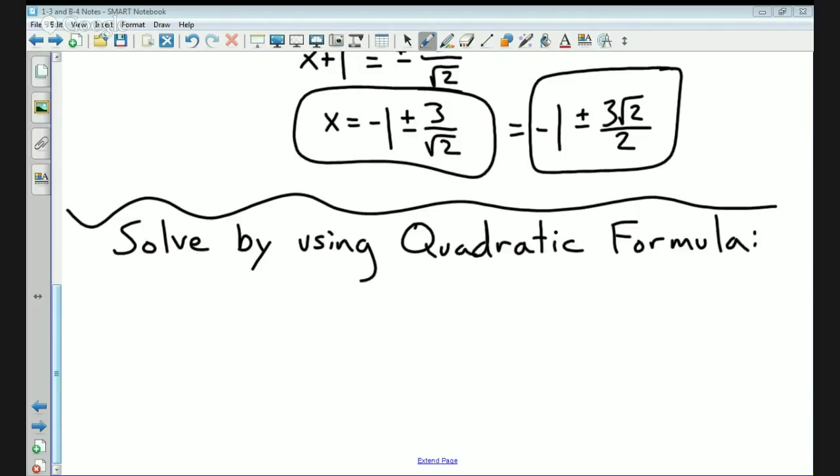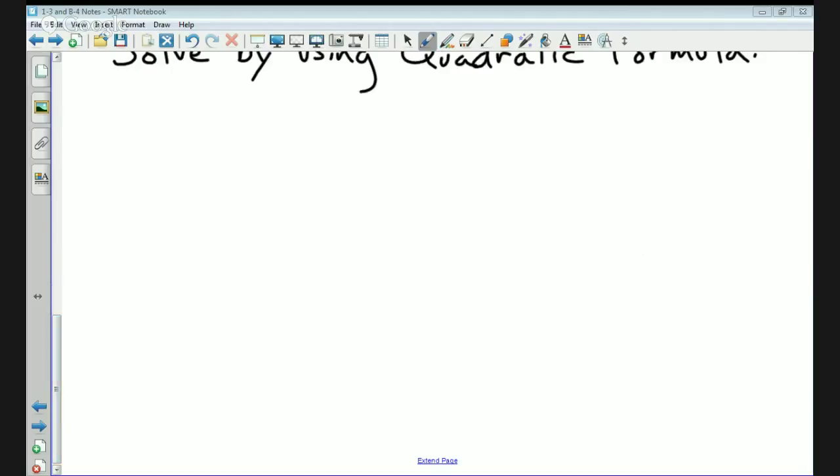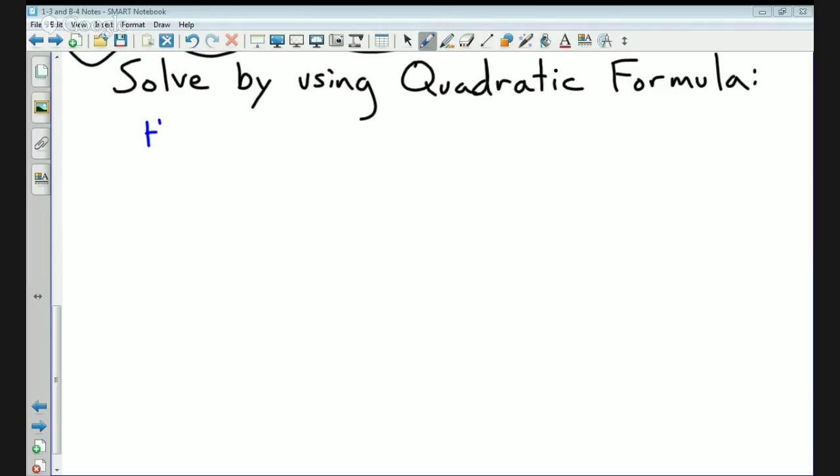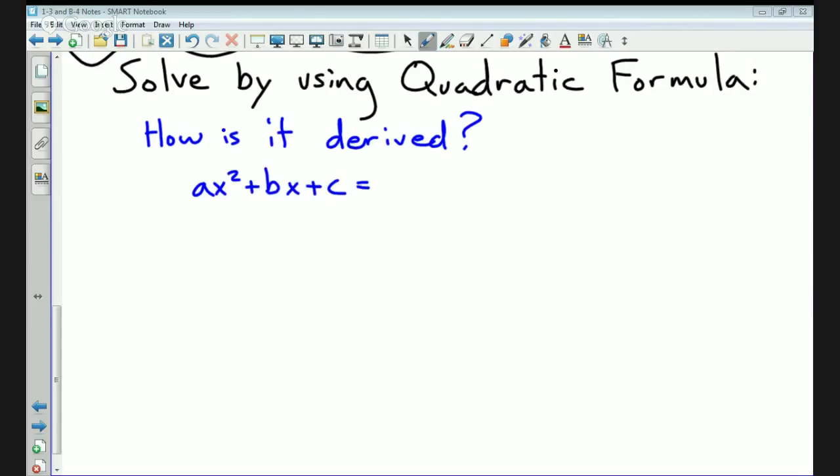Where does this come from? Where does the quadratic formula come from? You may have seen it before: negative b plus or minus the square root of quantity b squared minus 4ac, all over 2a. But I do want you to learn some more things in college algebra than you may have learned in a high school class. So how is it derived? Let's go ahead and take a look back at the original basic form for your quadratic equation: ax squared plus bx plus c equals 0.